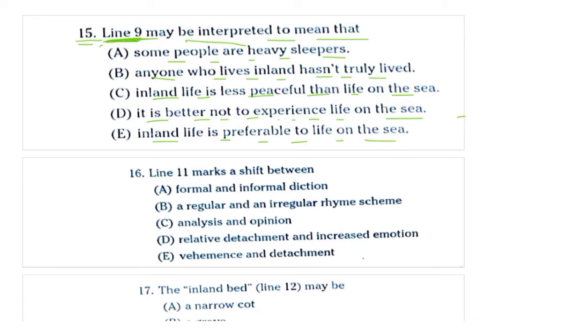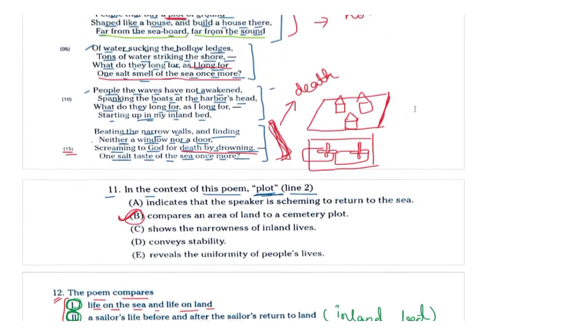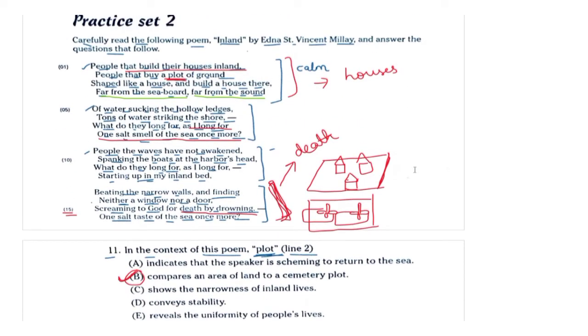Let's get back to the poem. So let's see where is line number 9. This is line number 9. People, the waves have not awakened. This is your line. People, the waves have not awakened. Now let's get back to the question.